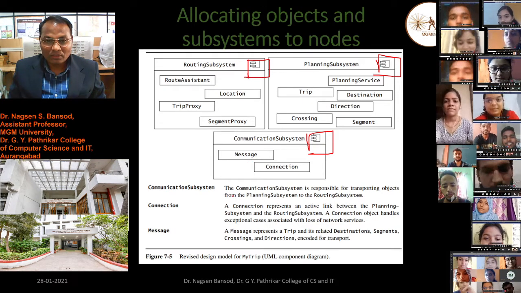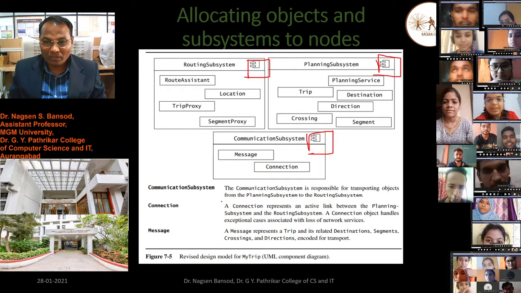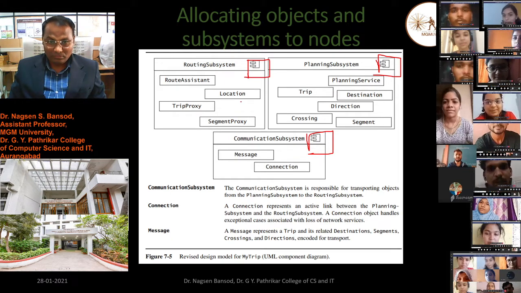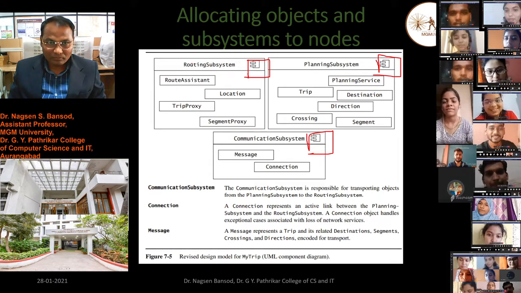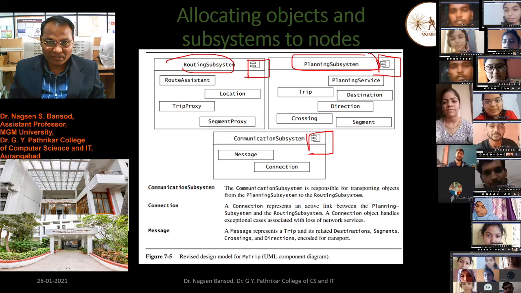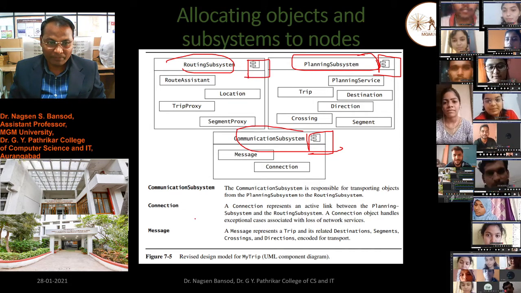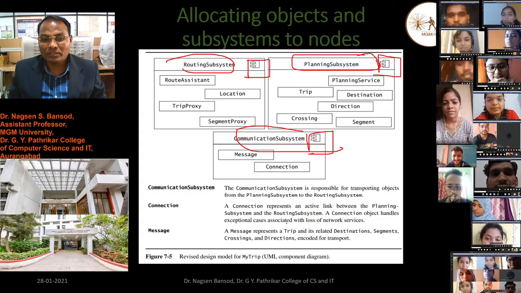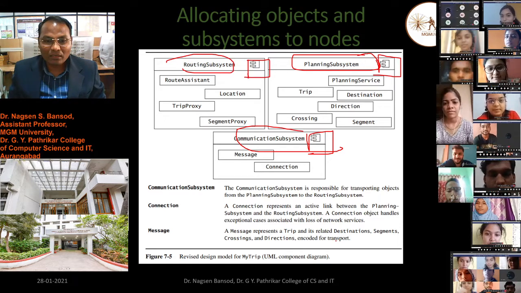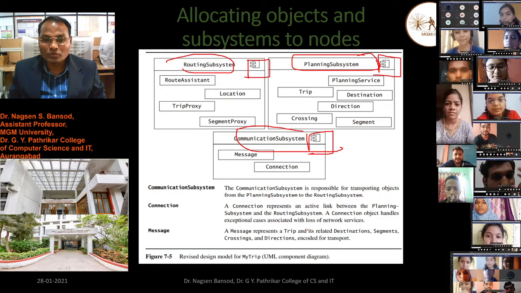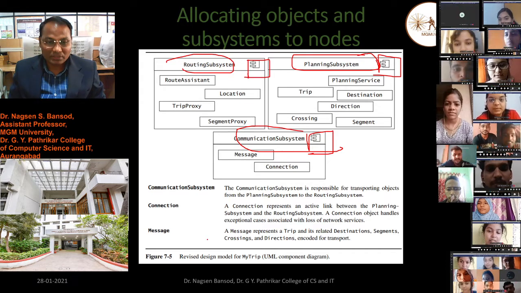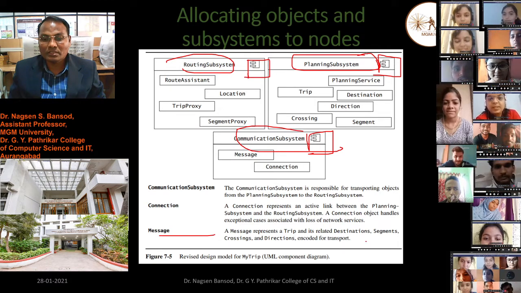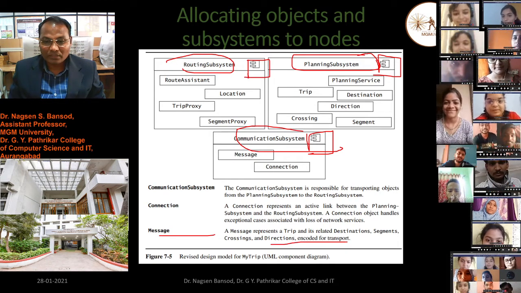The communication subsystem is responsible for transporting objects from the planning subsystem to the routine subsystem. Communication between the routine subsystem and planning subsystem takes place through the communication subsystem. A connection represents an active link between the planning subsystem and the routine subsystem. A connection object handles exceptional cases associated with loss of the network services. And a message represents a trip and its related destination, segments, crossing and direction encoded in it.